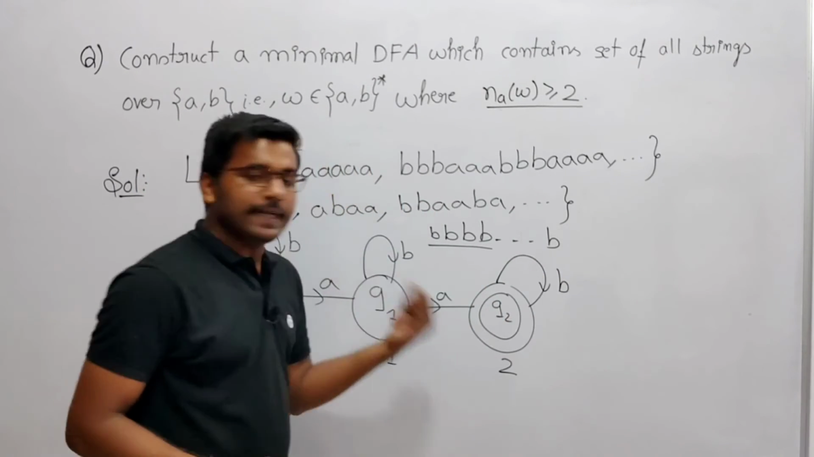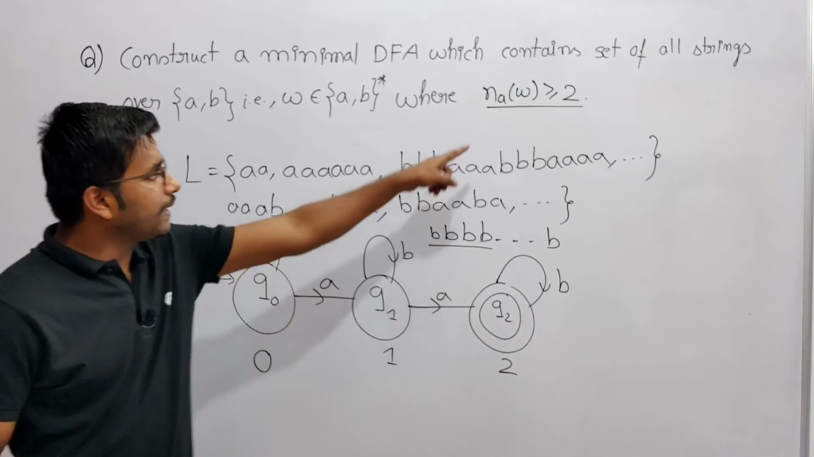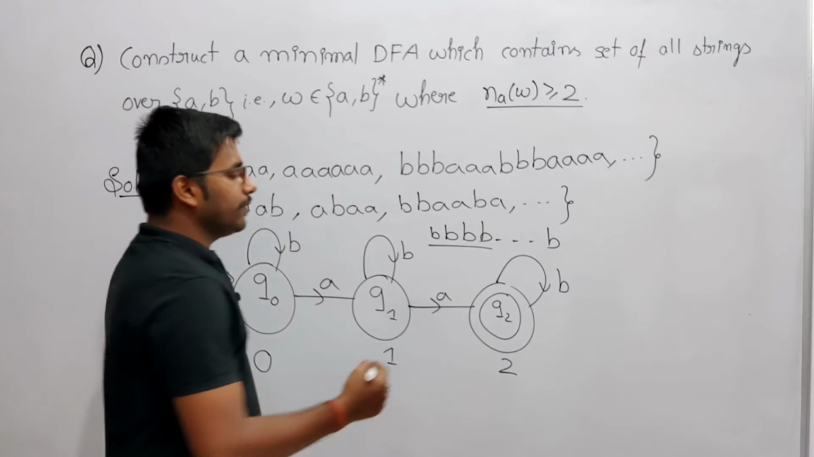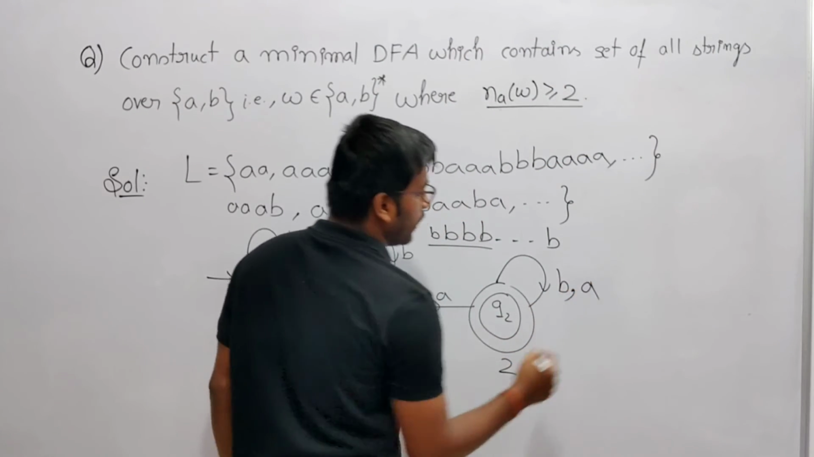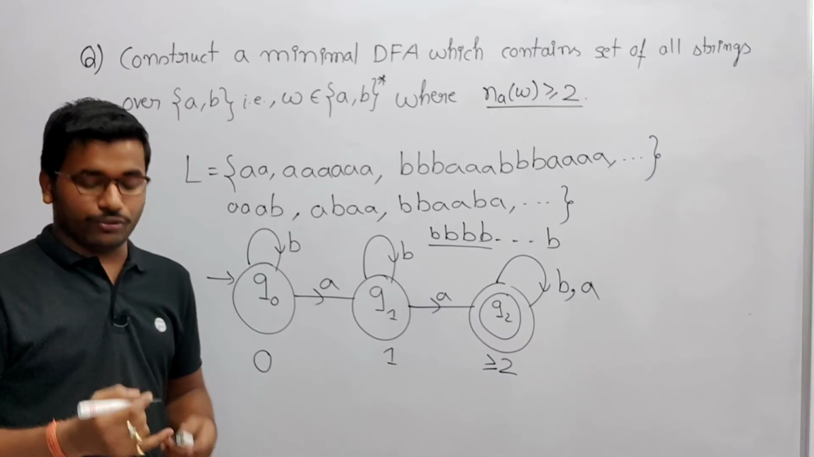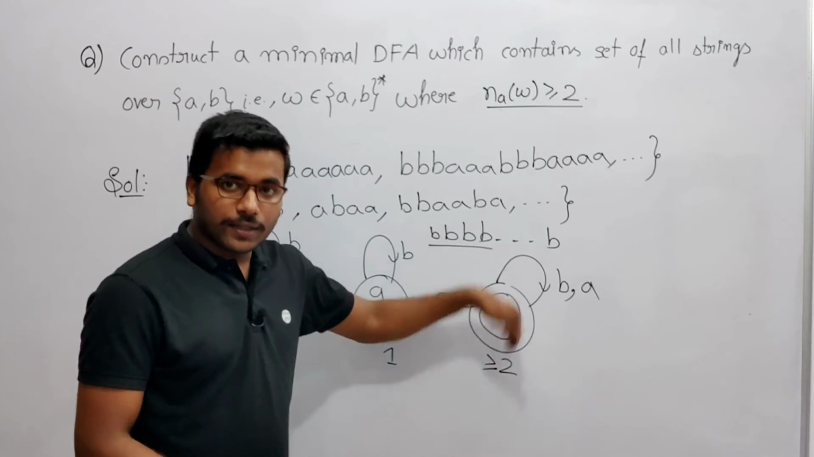Now if I again get a, the number of a will become greater than 2. So here the condition is saying that if it is greater than 2 also, then you should accept it. So I will keep a loop of a also. So it is saying that the number of a is now greater than or equal to 2. You got 2 a's, accept it. After that, again you are getting a.